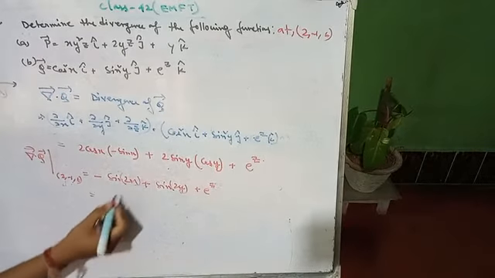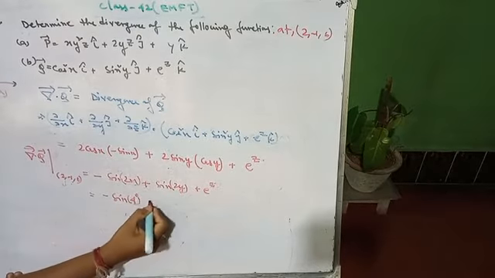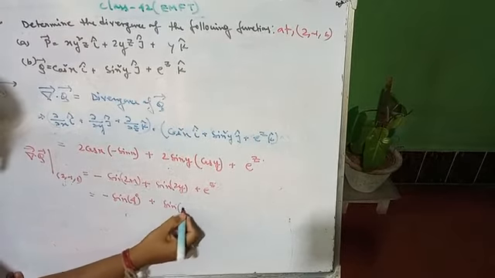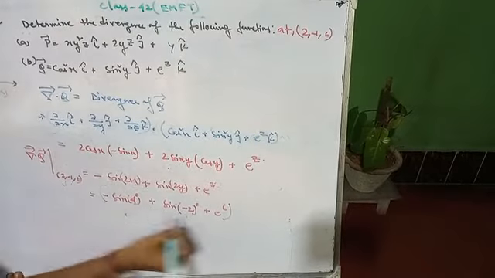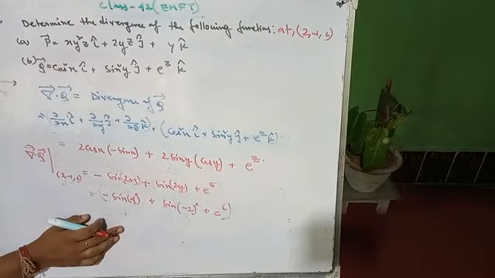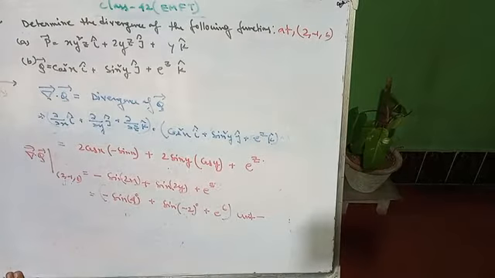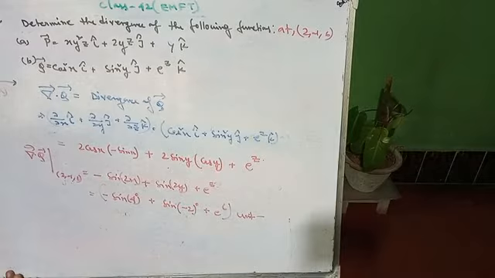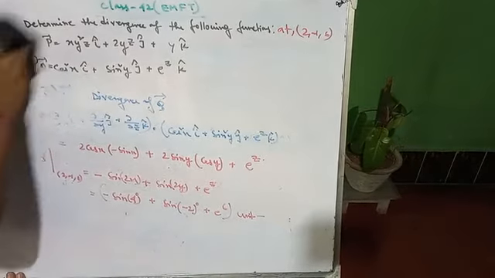So now put x equals 2, that is minus sin 4 degree, plus sin minus 2 degree, plus e to the power 6. So ultimately just put it in the calculator and get the exact answer. So your answer will be this unit. Okay, so this is your divergence. Problem number 2 is done, so I will move into problem number 3.